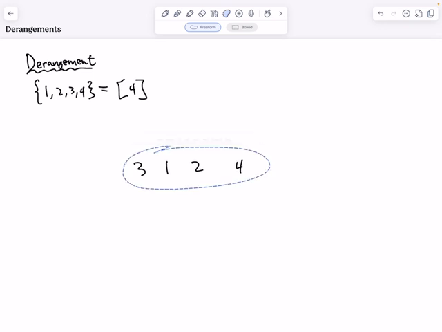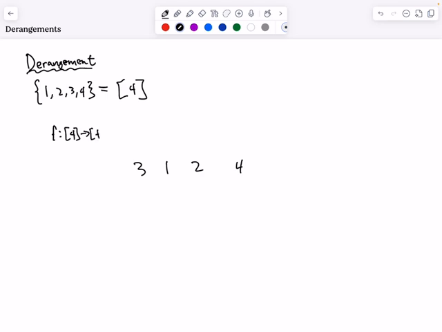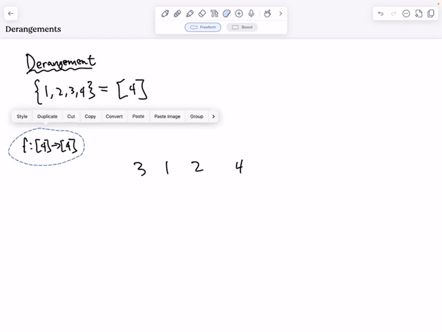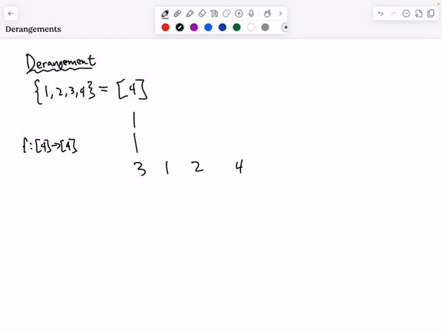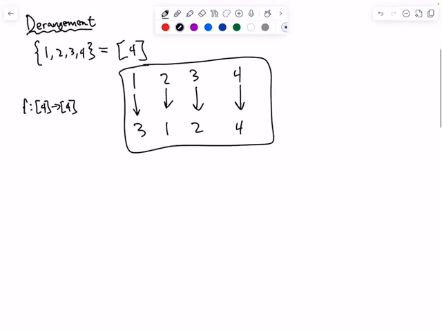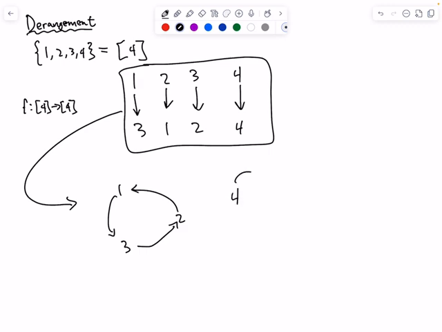However, I claim that you can also represent this as a function, as a mapping between two sets. In other words, f(1) is 3, f(2) is 1, f(3) is 2, and f(4) is 4. And furthermore, we can take this function and transform it into a graph. We have all the edges already. 1 is connected to 3, 3 is connected to 2, 2 is connected to 1, and 4 is connected to itself.